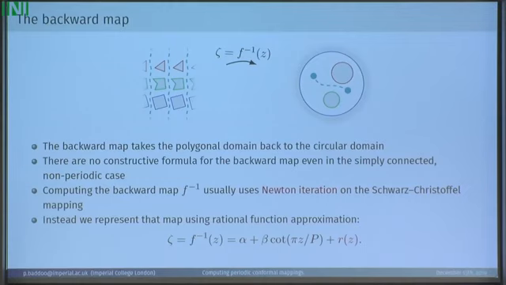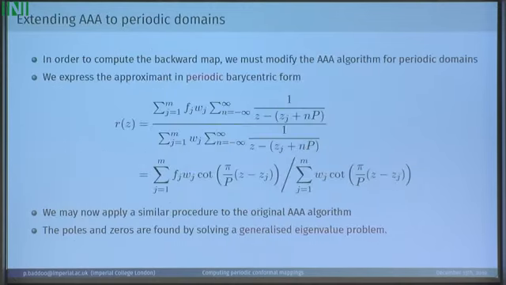And in particular, R must be a periodic rational function. Because at the moment, AAA just works for these polynomial rational functions. I guess all rational functions are polynomial. But in our case, we want it to be periodic.